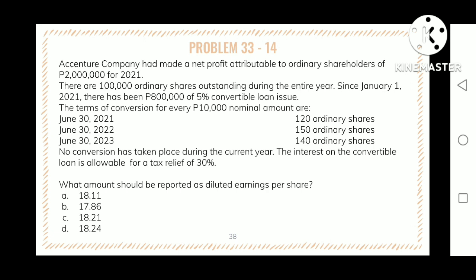The terms of conversion for every 10,000 nominal amount are: June 30, 2021, we have 120 ordinary shares. On June 30, 2022, we have 150 ordinary shares. And on June 30, 2023, we have 140 ordinary shares. No conversion has taken place during the current year. The interest on the convertible loan is allowable for a tax relief of 30%. The question is, what amount should be reported as diluted earnings per share?